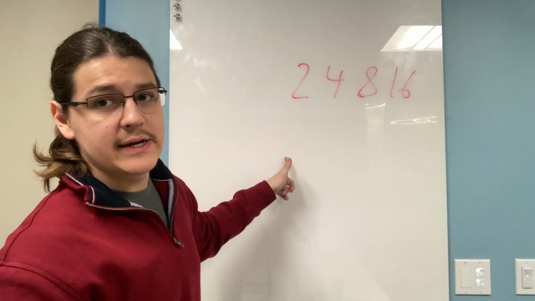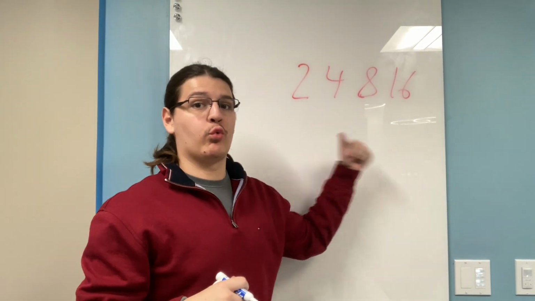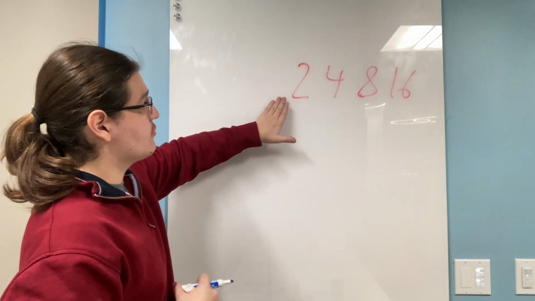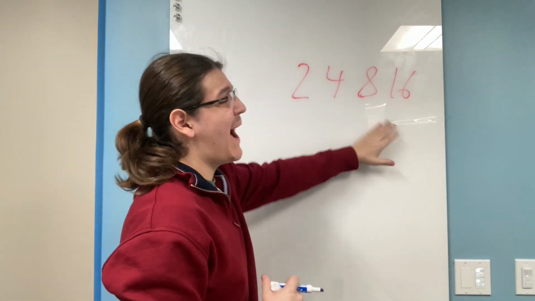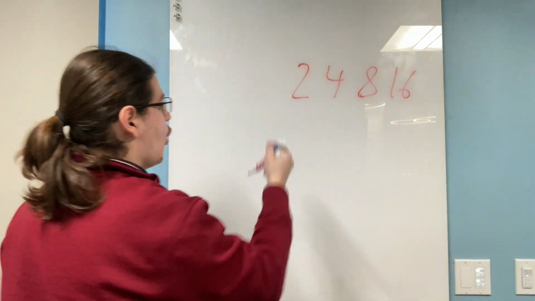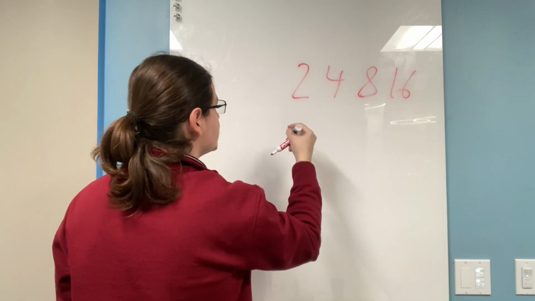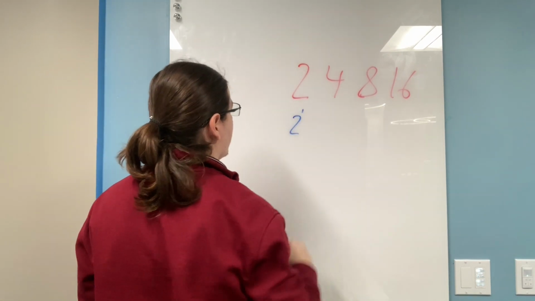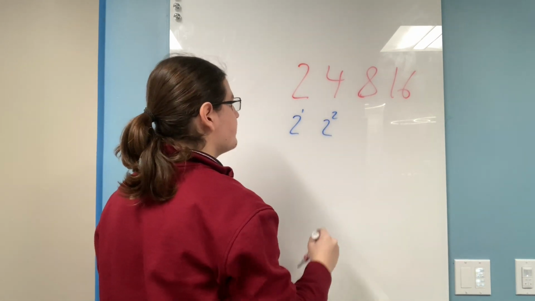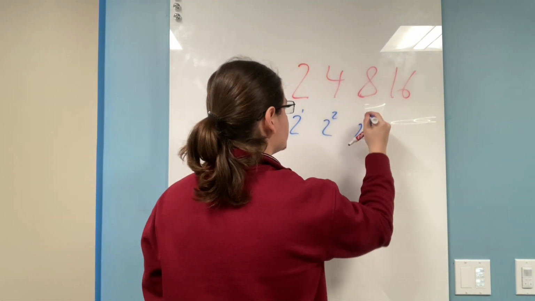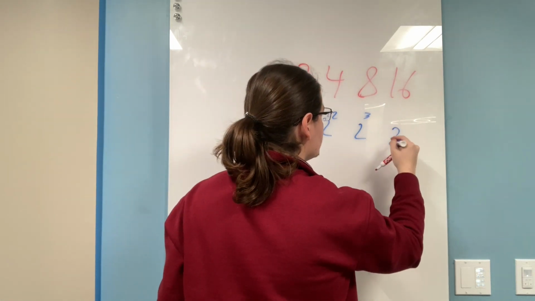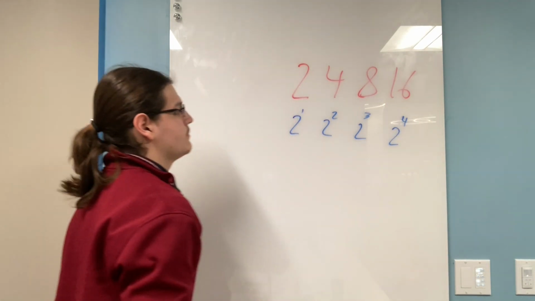So, in this video we're going to go over some exponent rules. Let's do this. Here I have written out the first powers of 2. Right under them, I'm going to write what power they are. 2 is just 2 to the first power. 4 is 2 to the second power. 8 is 2 to the third power. And 16 is 2 to the fourth power.